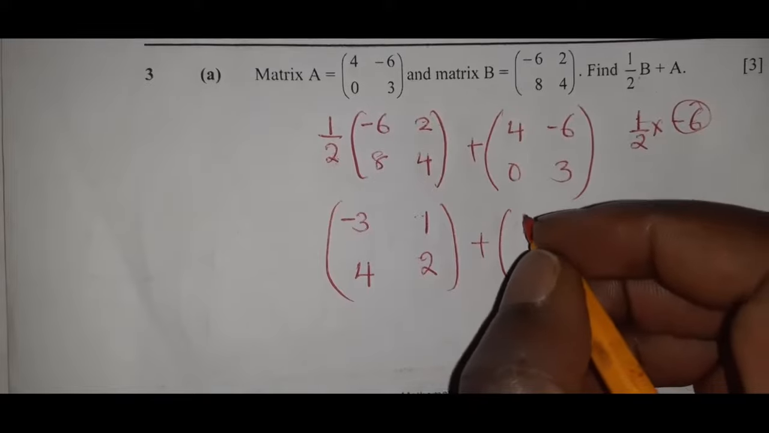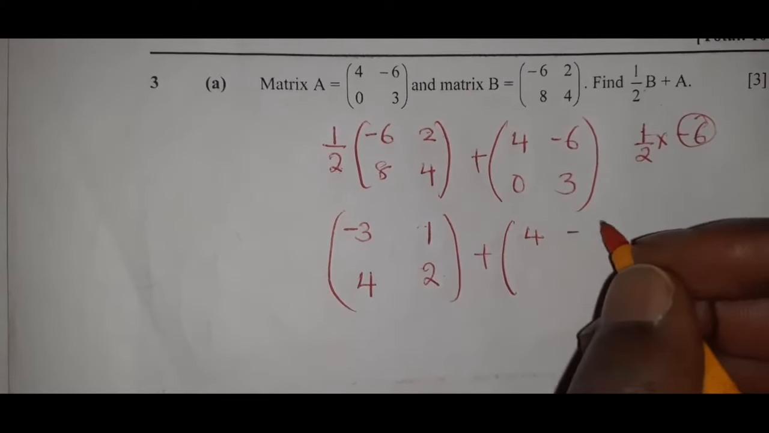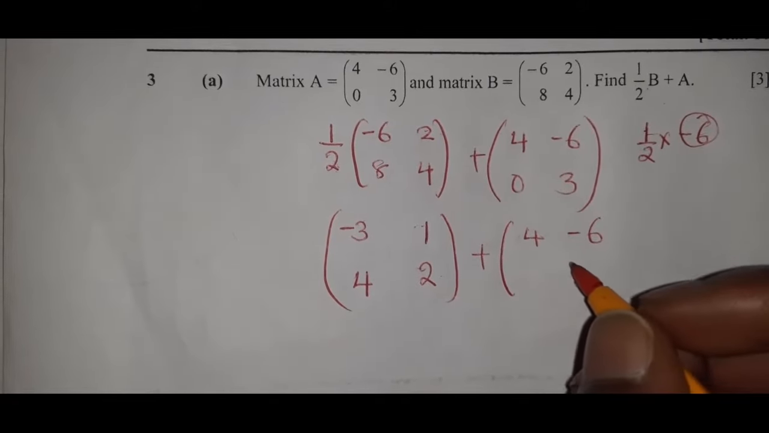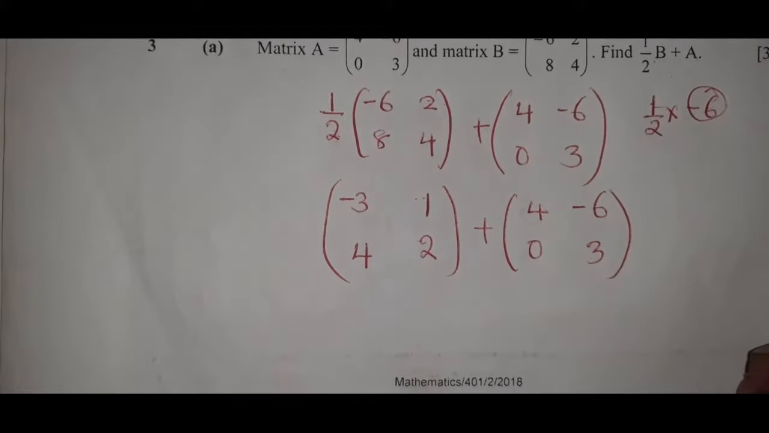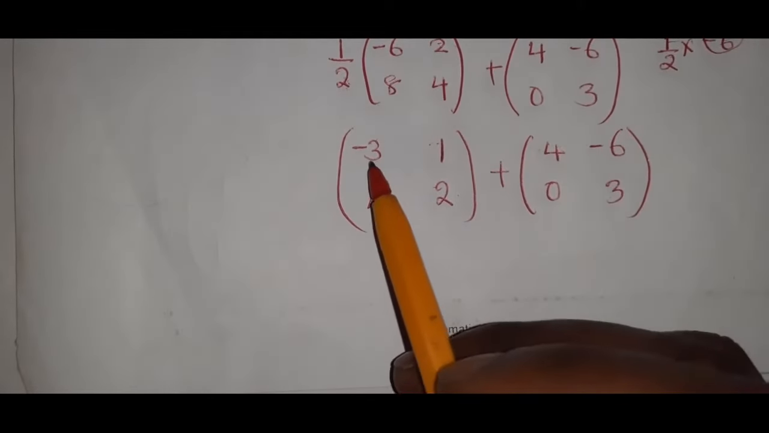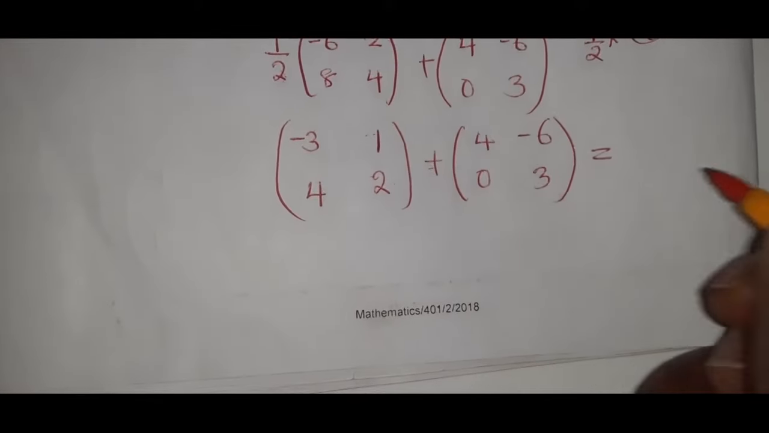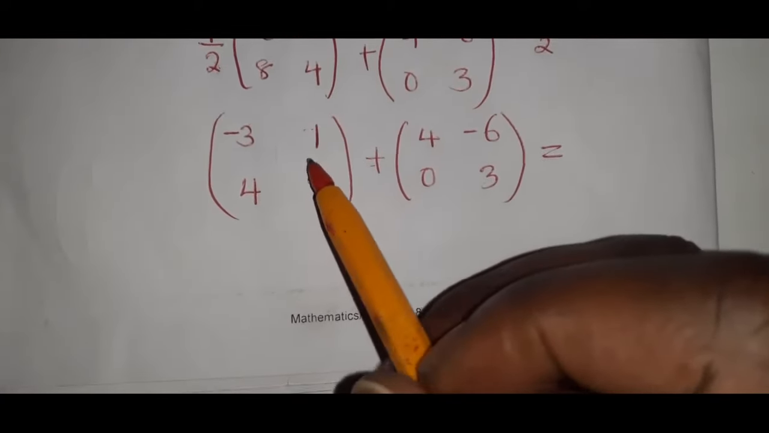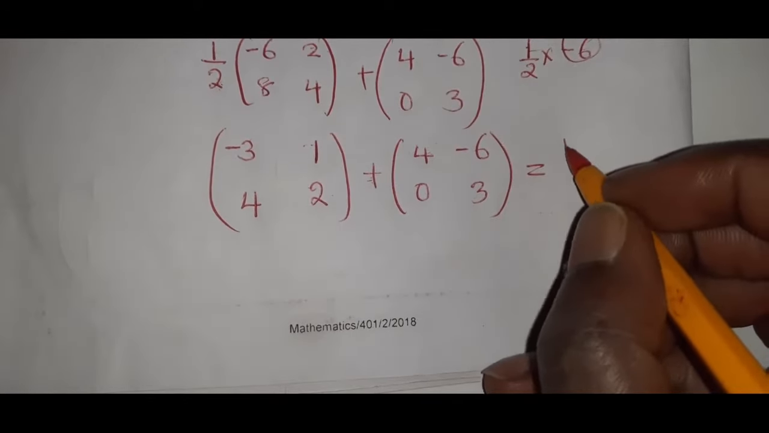Plus, you bring this one down. 4, minus 6, 0, and 3. Then you can add these. -3 plus 4. What do you get? You get 1.